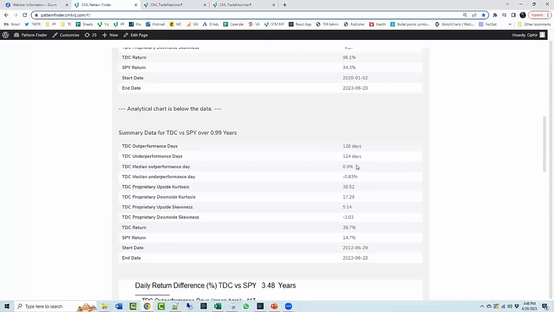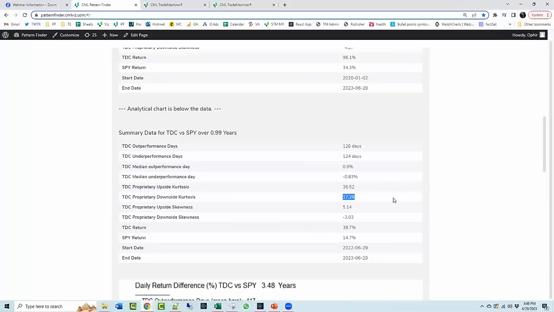On the days it outperforms, it returns more than it does when it underperforms. So that should mean it outperforms, and it does. TDC returned about 40% in the last year, while the market's done 15%. But here's our dynamics. The upside kurtosis, our proprietary upside kurtosis, is 36. Remember, I talked about the asymmetry. So there's a kurtosis on the right-hand side, the tail, the fatness of the tail is 36. The fatness of the tail on the left-hand side is 17.